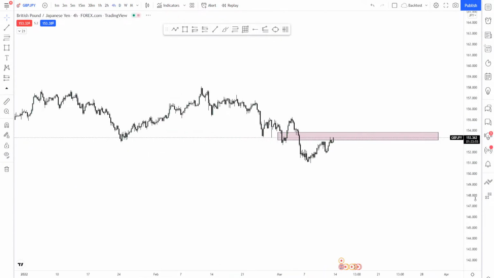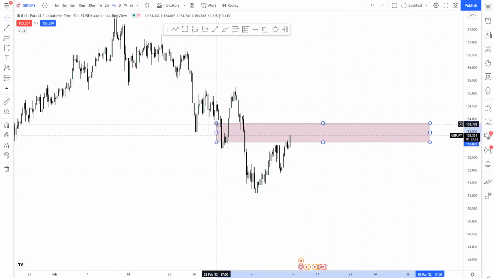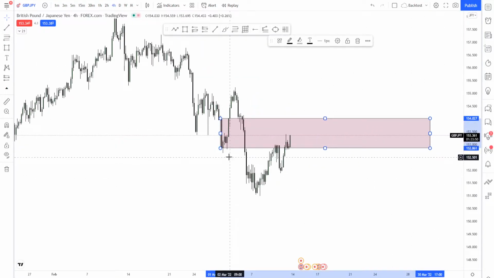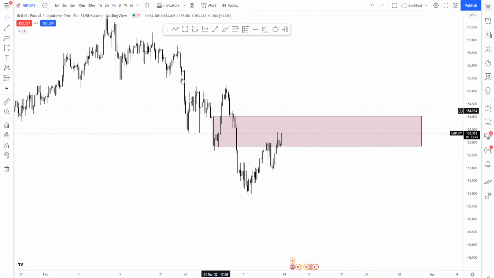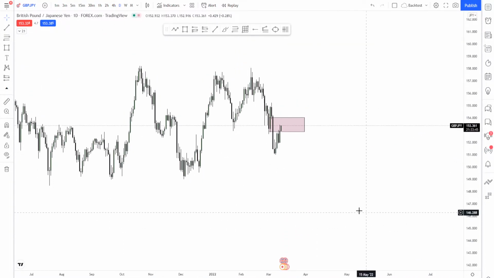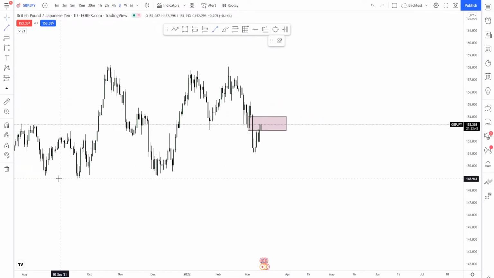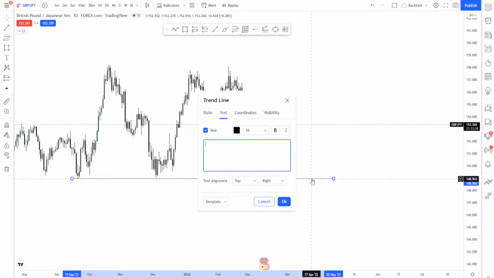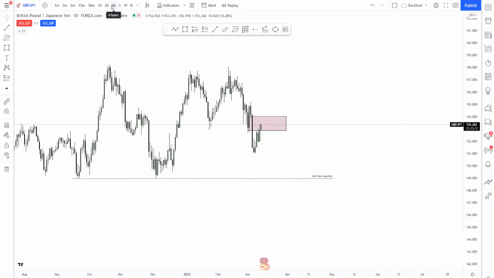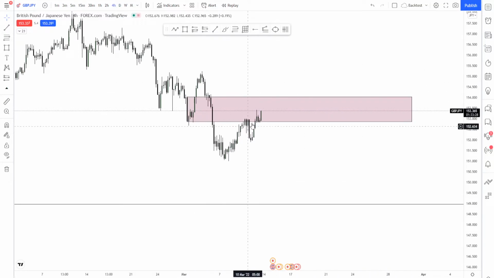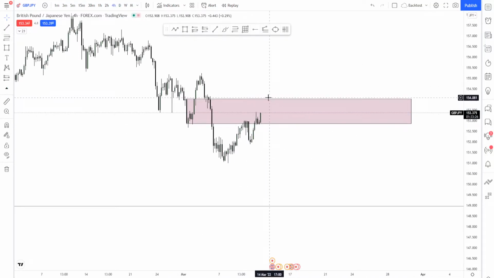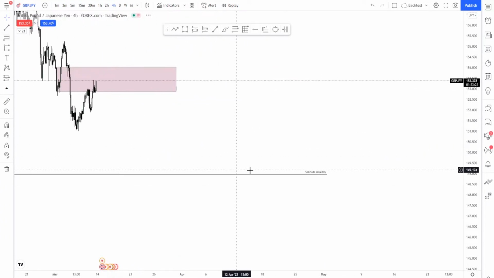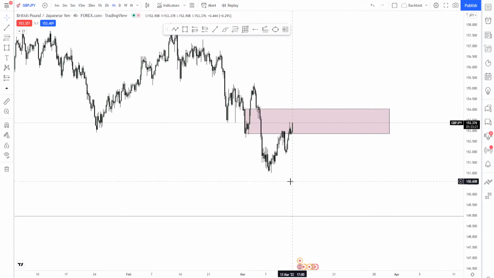Let's have a look on a 4 hour. This breaker block right here. Price has come into this breaker block, and now we want to target sell side liquidity, and we can see that these equal lows right here is where we want to look to take our profits. So sell side liquidity right here. You want to catch a sell in the London kill zone or New York kill zone, and you want to target your sell side liquidity.